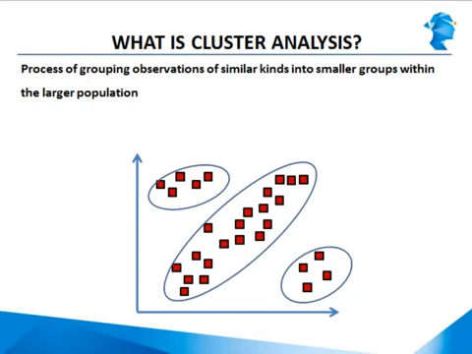Clustering allows you to break a population into smaller groups where each observation within every group is more similar to each other than it is to an observation in another group. So the idea is to group together similar kinds of observations into smaller groups and thus break down the large heterogeneous population that you're seeing into smaller, more homogeneous groups.